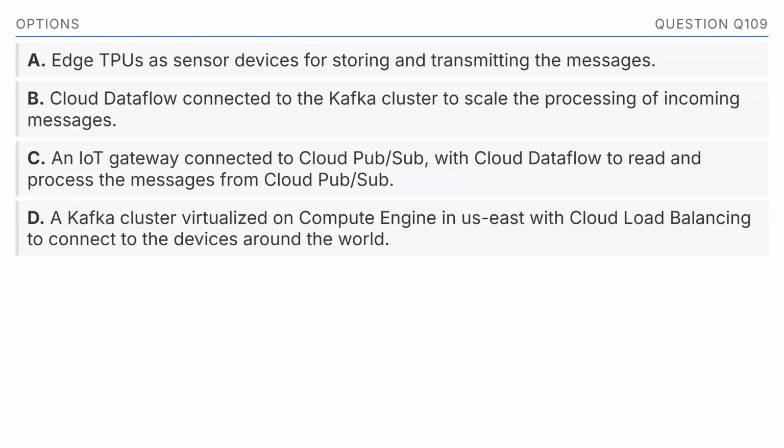The options are: Option A, Edge TPUs as sensor devices for storing and transmitting the messages. Option B, Cloud Dataflow connected to the Kafka cluster to scale the processing of incoming messages. Option C, an IoT gateway connected to Cloud Pub/Sub, with Cloud Dataflow to read and process the messages from Cloud Pub/Sub. Option D, a Kafka cluster virtualized on Compute Engine in US East with Cloud Load Balancing to connect to the devices around the world.